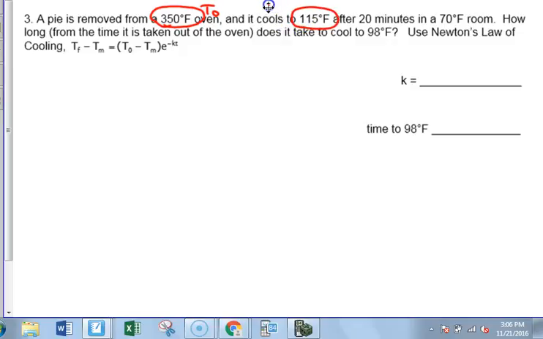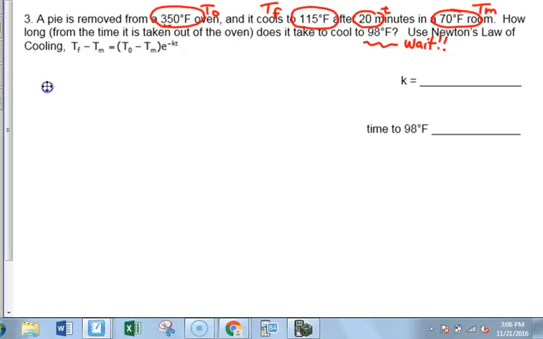That is our final temperature for now. After 20 minutes, that is our time, little t. In a 70-degree room, that is the temperature of the medium or the temperature of the surroundings if you're using your pink sheet. I think it says T sub S, but it's right next to the formula. Yep. Okay. How long does it take to cool to 98? Remember, we don't use that information yet. We're going to wait and use that in a minute after we find the constant.